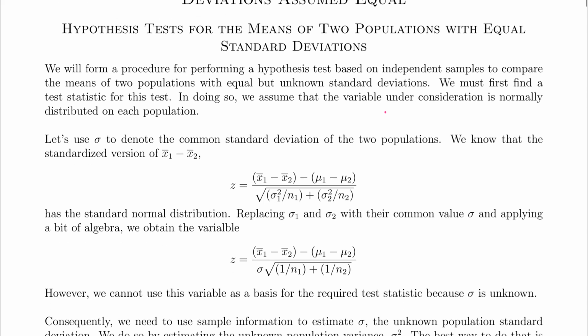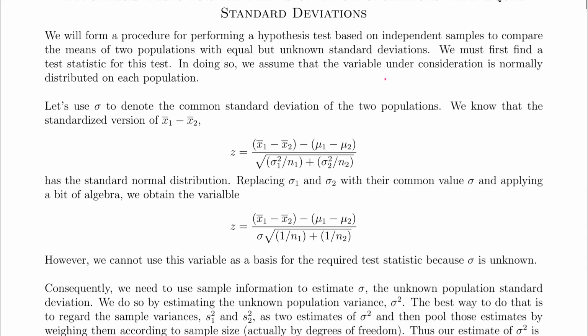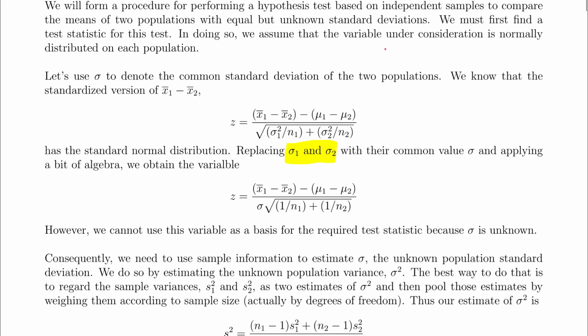You can see first here we have the z-score that we looked at yesterday, and then we're going to further simplify that. We're going to replace the sigma sub 1 and sigma sub 2 with their common value sigma, and then we can apply algebra, factor out the sigma, and we'll generate this new denominator where we have sigma times the square root of 1 over n sub 1 plus 1 over n sub 2.